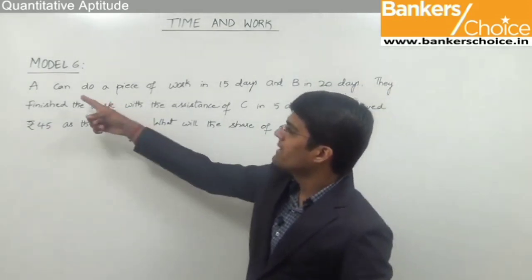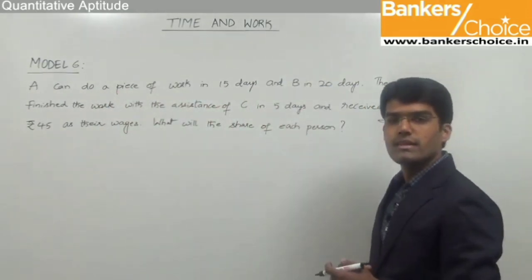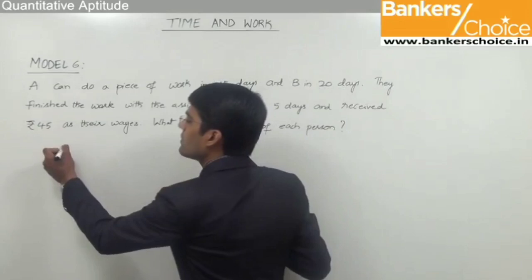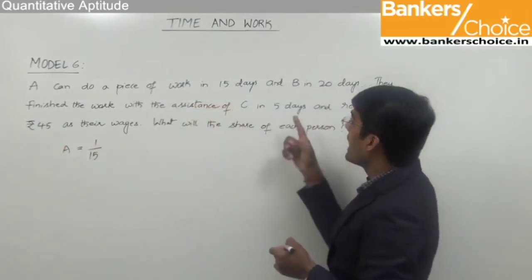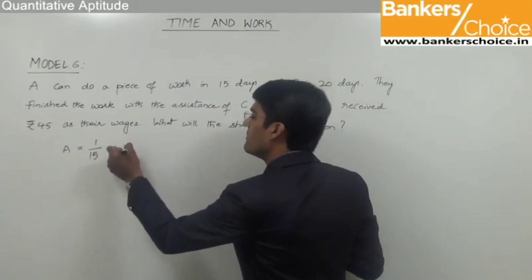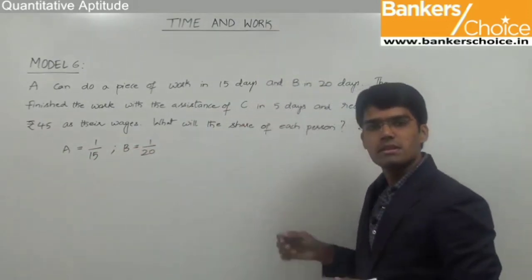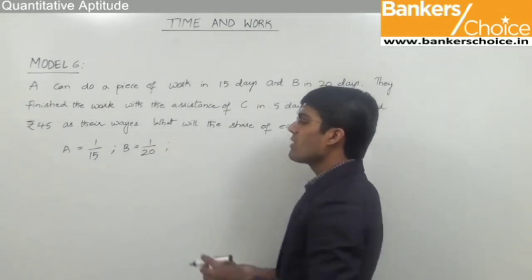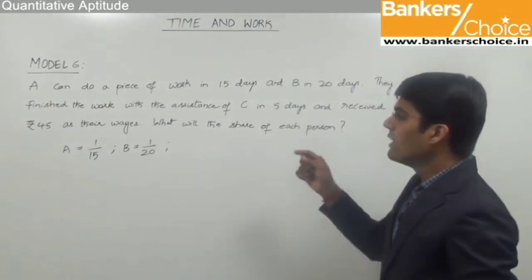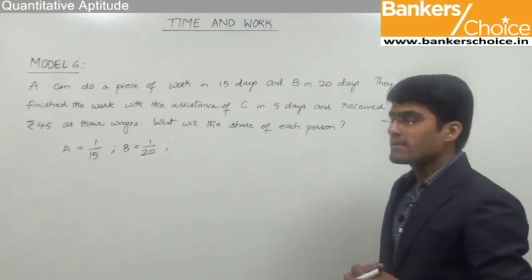Now the first statement here is A can do a piece of work in 15 days and B in 20 days. So very clearly the amount of work done by A in one day will be 1 by 15, and that by B will be 1 by 20, because the number of days required by them are 15 and 20 respectively. Now we also need to find out the number of days required by C alone to get the answer for this question. So let us look at how to get the answer there.